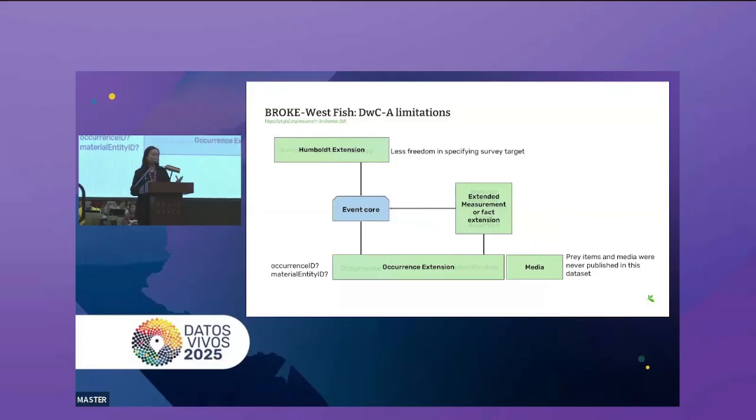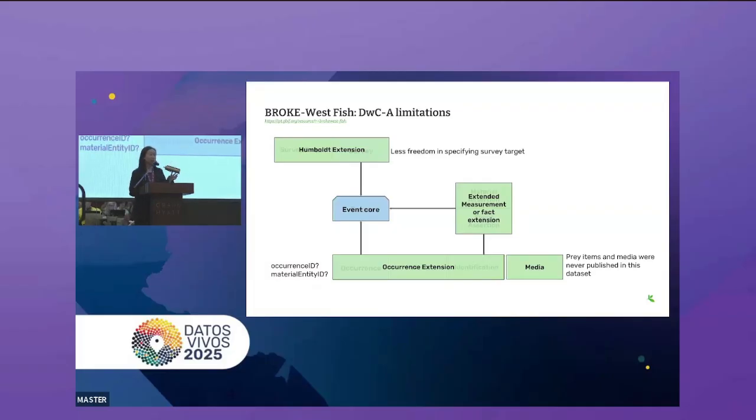First of all, there's less freedom in specifying survey target. We want to indicate a maximum body size for the survey target, and we can put that as verbatim target scope, but it's more difficult to parse. And then, we feel that because the individual fish has a material entity ID, and for the occurrence extension we use occurrence ID to represent each row, using occurrence ID to represent material feels a little awkward.